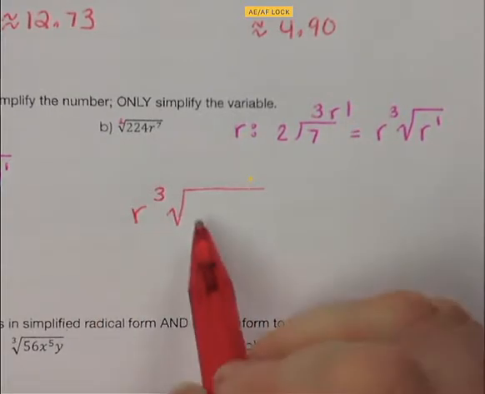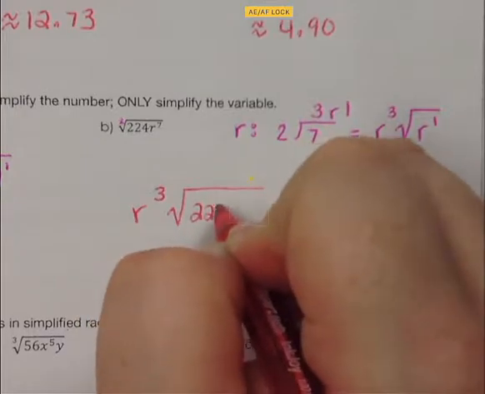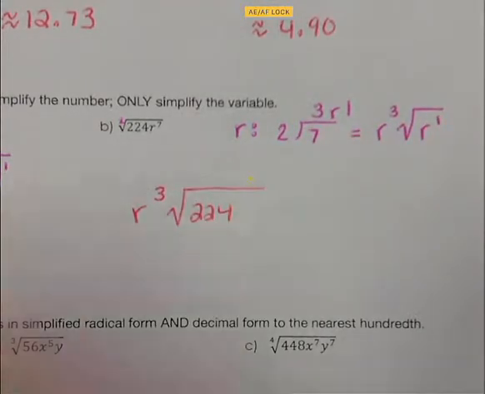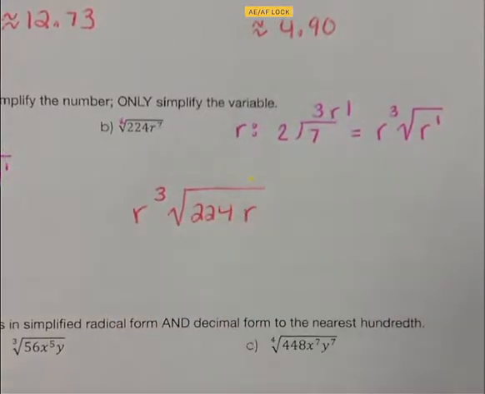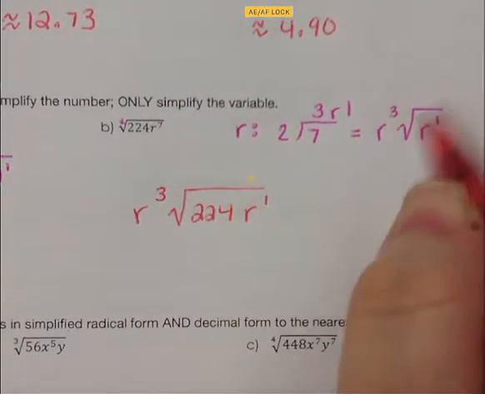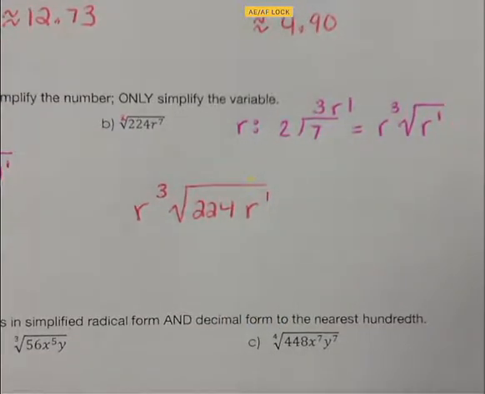And then we take all of our radicands. First, your number, 224, because we did not simplify that. And then your letter. So we still have a radicand of r to the first. So it's r inside. And you can put the 1 there to see your numbers, your 3 and your 1, your 3 and your 1. And then that's our final answer.